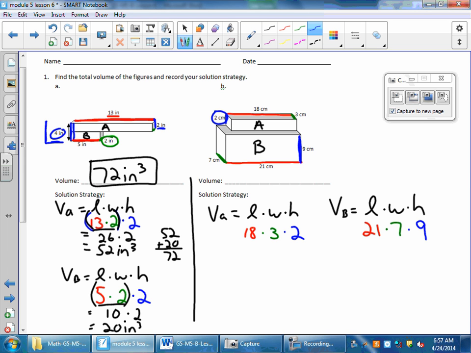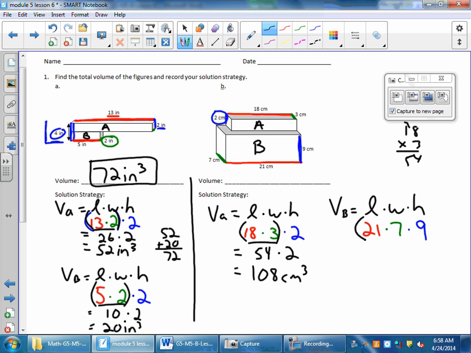Okay, now I can group any way I wish. I'm going to group my length and width together for this. 18 times 3 is 54. Need to do an algorithm. Do it on the side. 18 times 3 is 54. 54 times 2 is 108 centimeters cubed. The volume of A is 108 centimeters cubed.